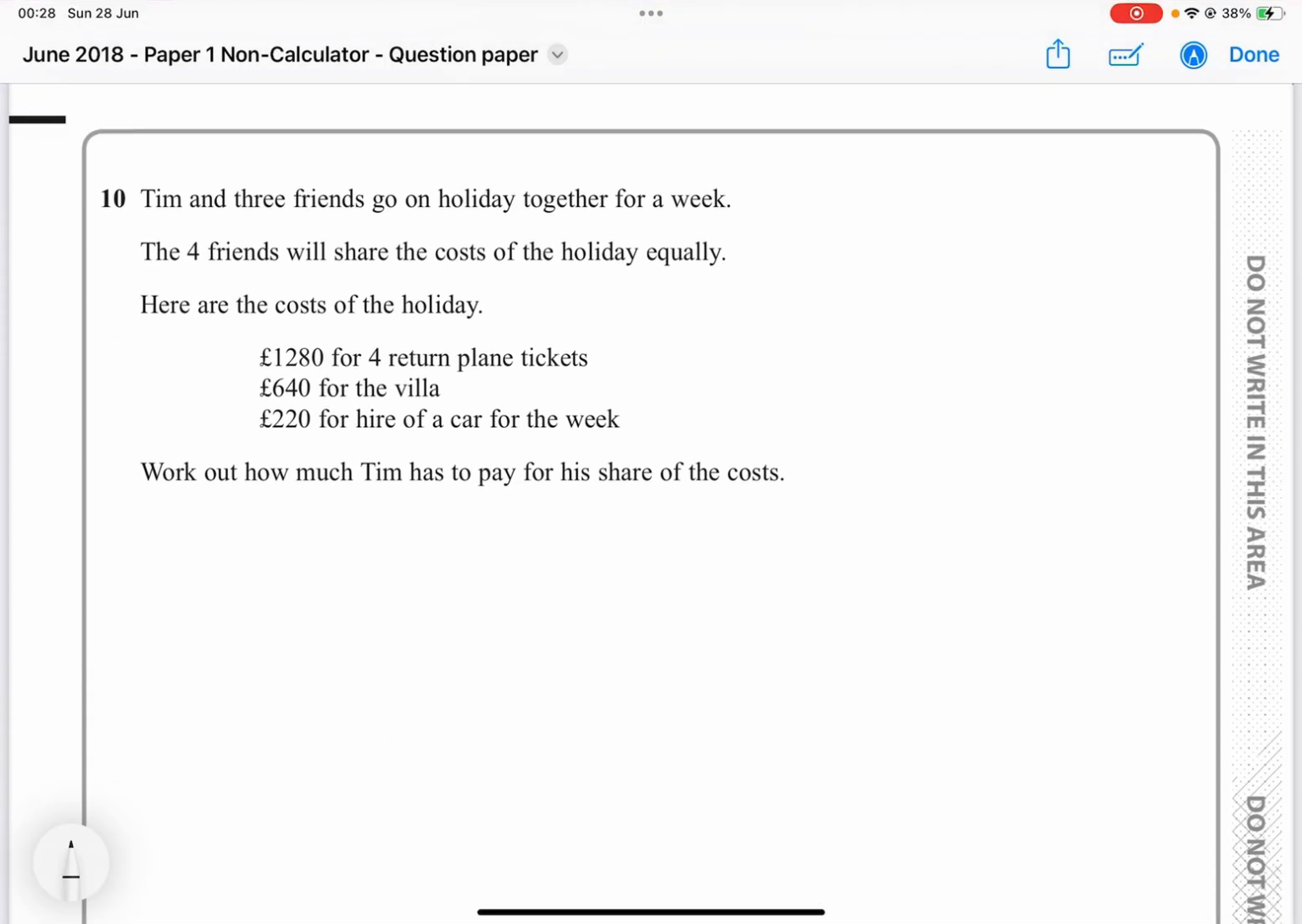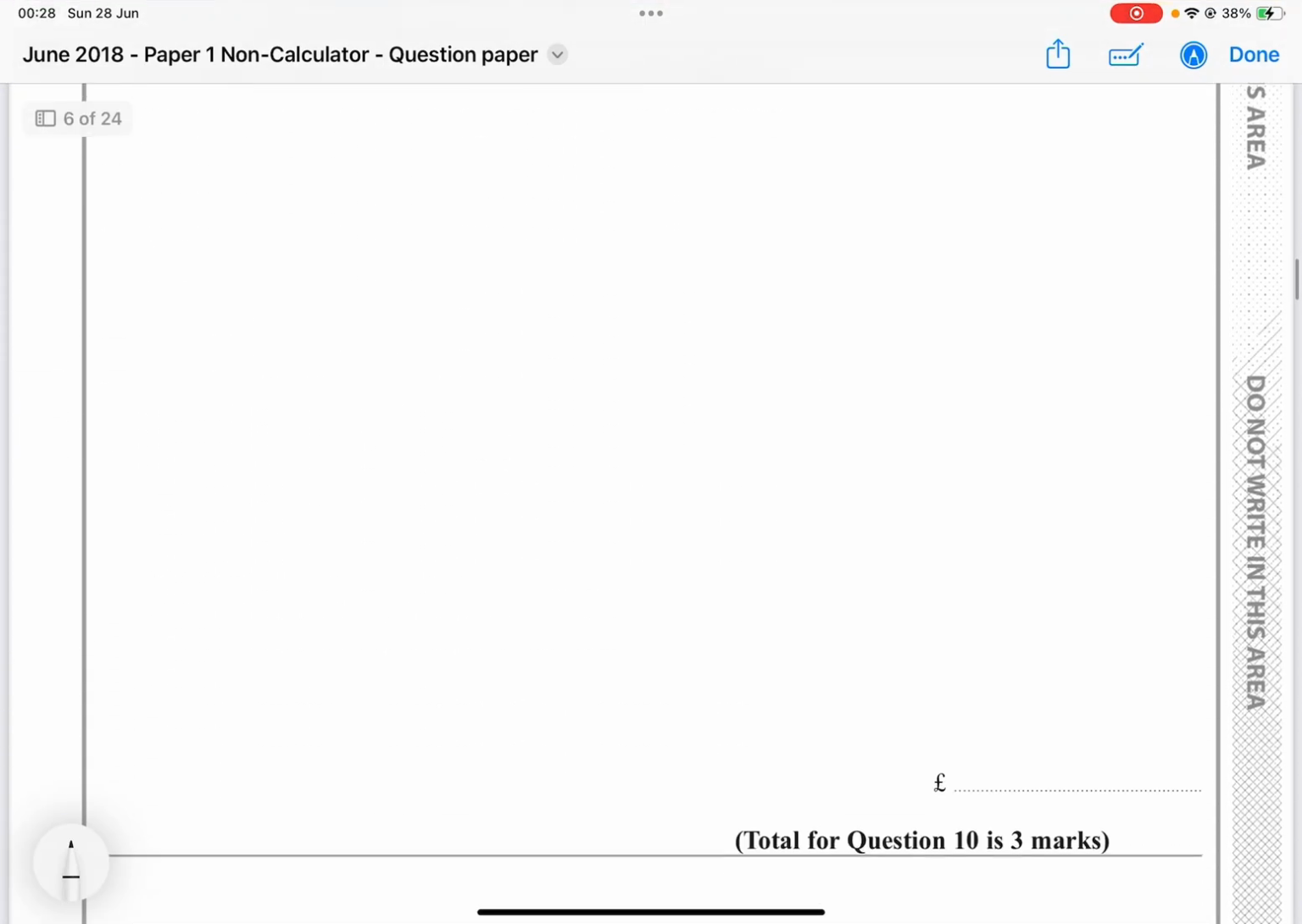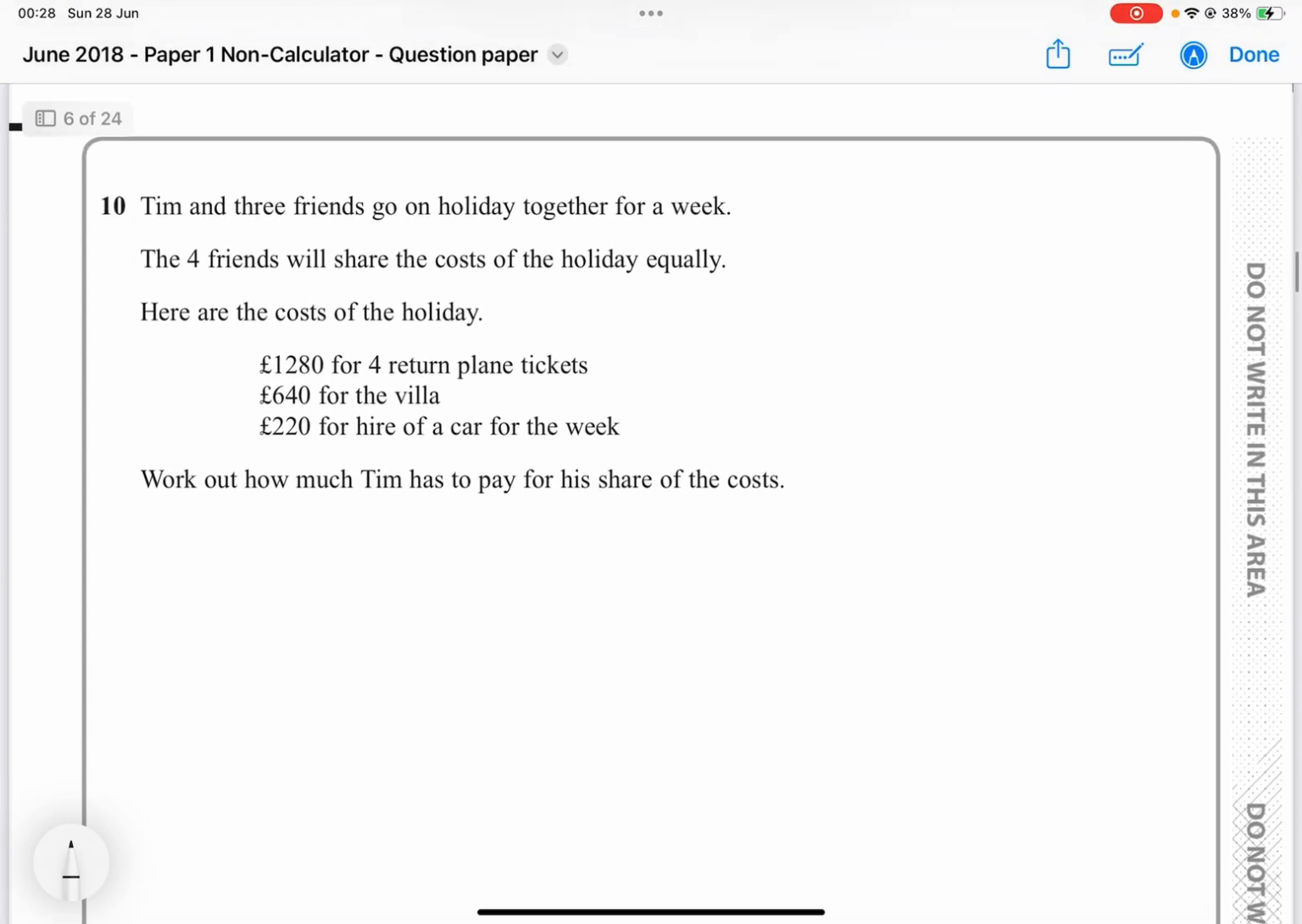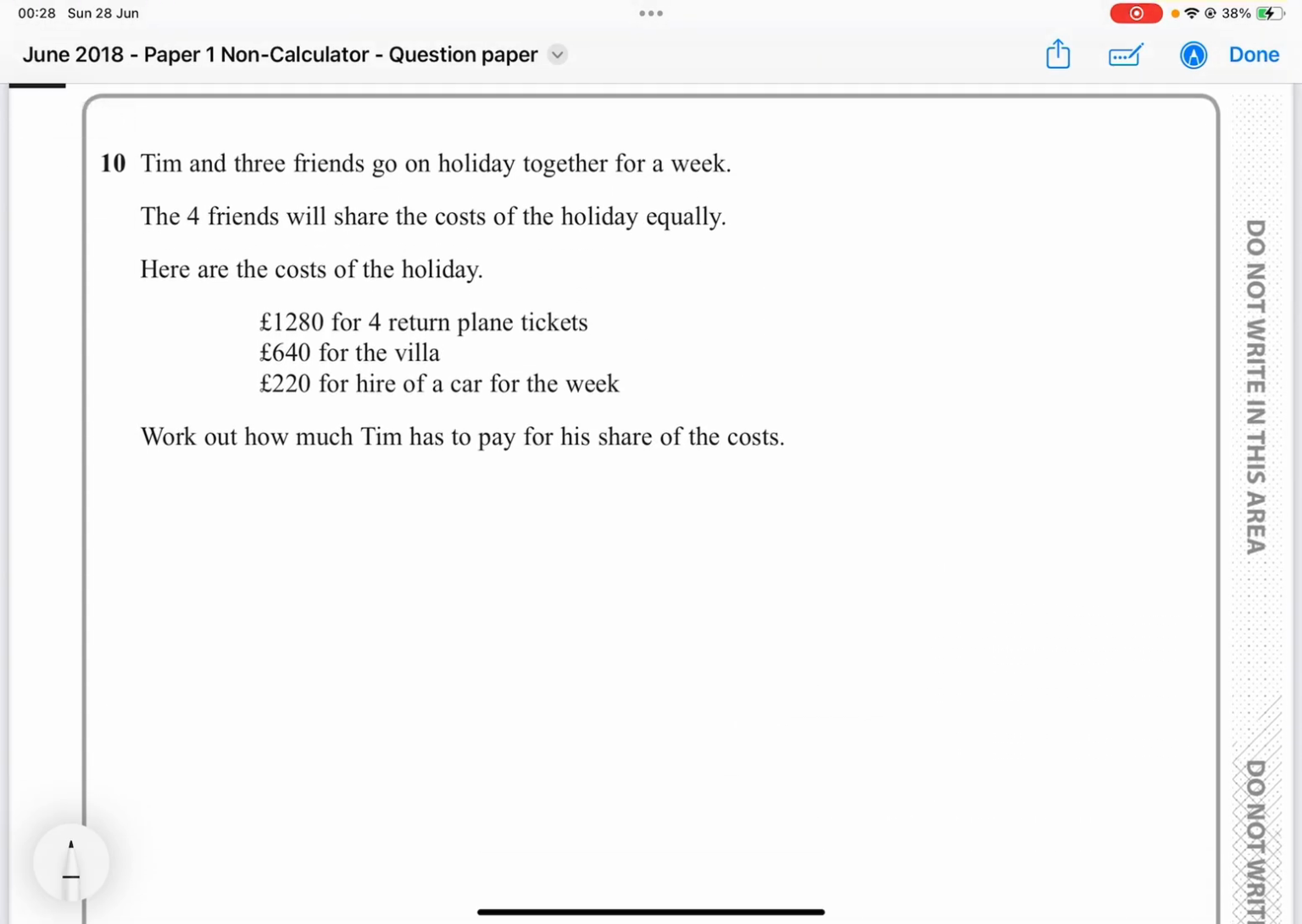Question 10. So this is a word problem. How many marks is this? 3 marks, so it shouldn't be too bad. Let's go through it. 10. Tim and 3 friends go on a holiday together for a week. The 4 friends will share the cost of the holiday equally.